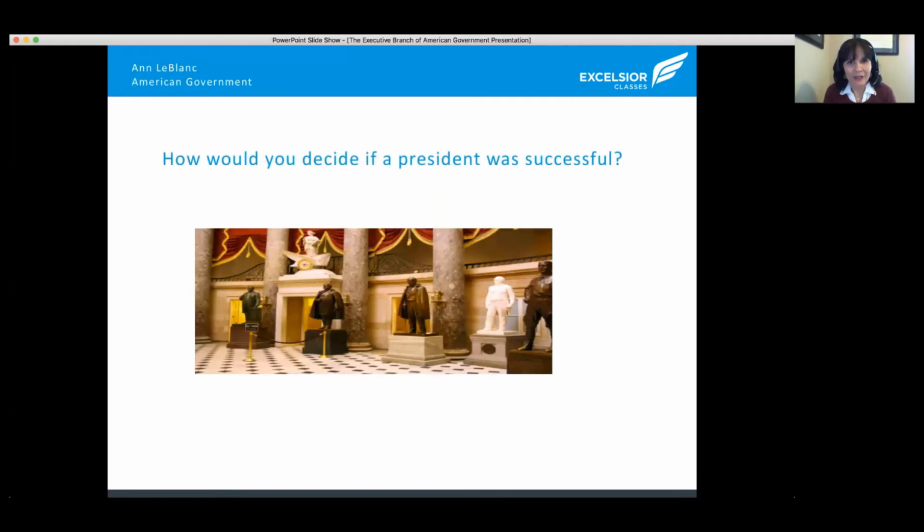How would you decide if a president was successful? Well, the president must strive to be president of all of the people, not simply those who voted for him. And we must all keep in mind that whether or not we voted for the president, he is still the president of our country. So the president must work to achieve agreement among many different political views and ideals.